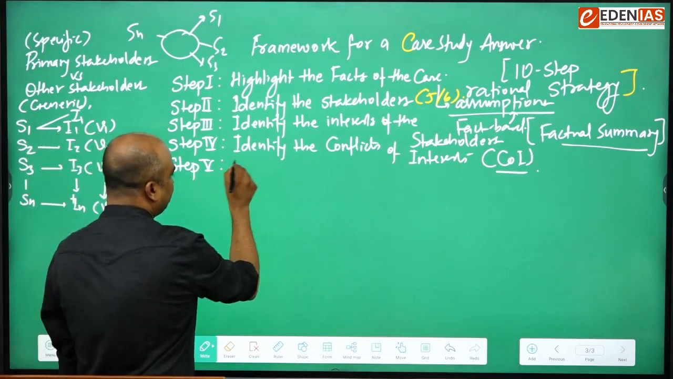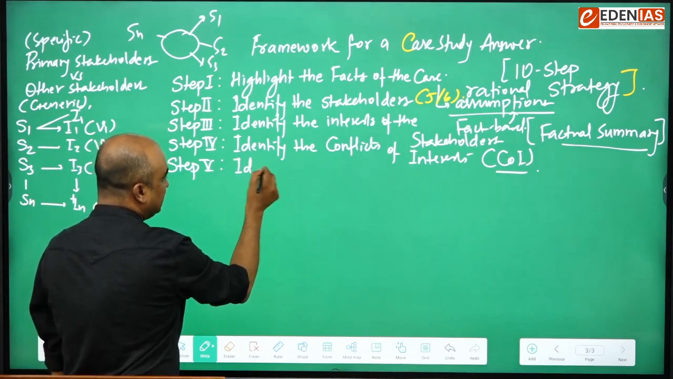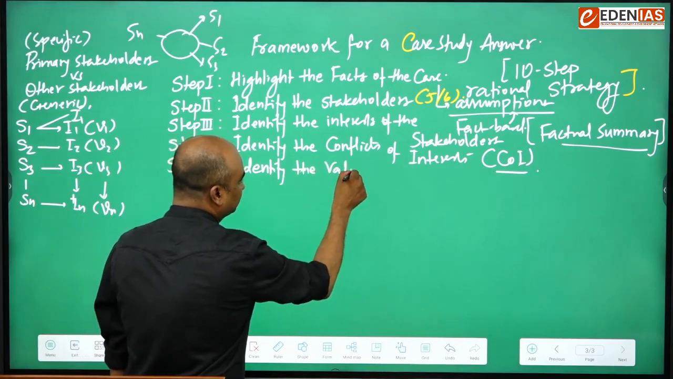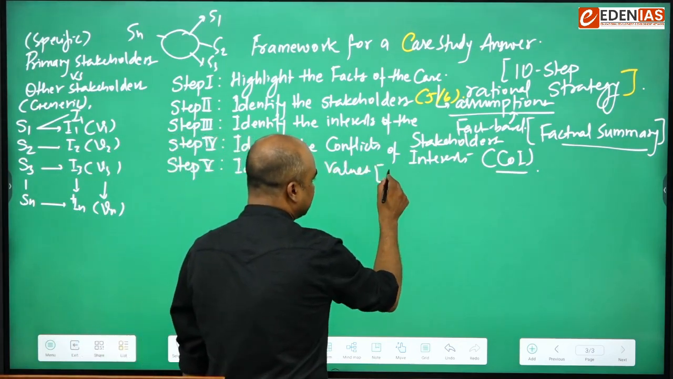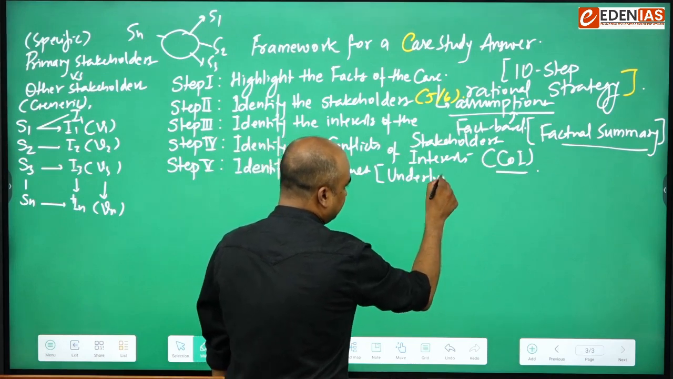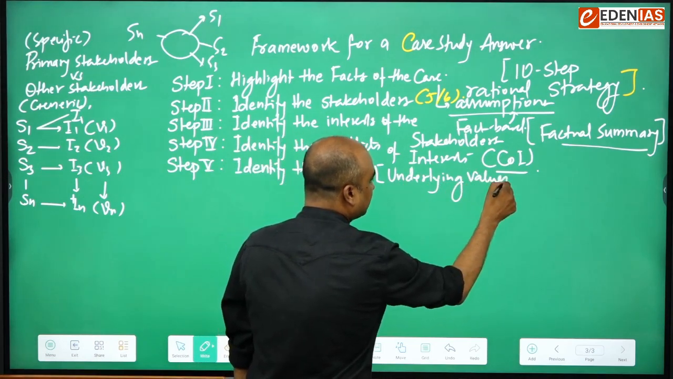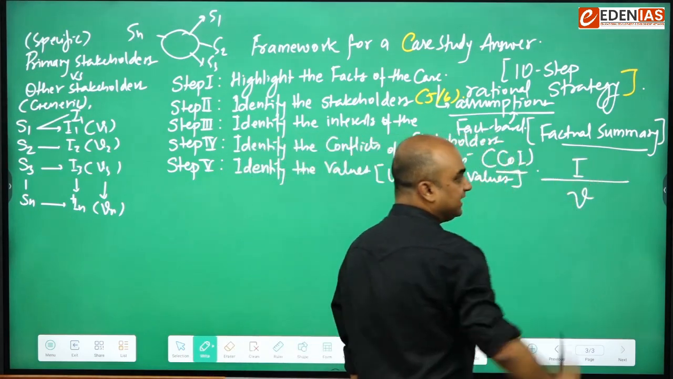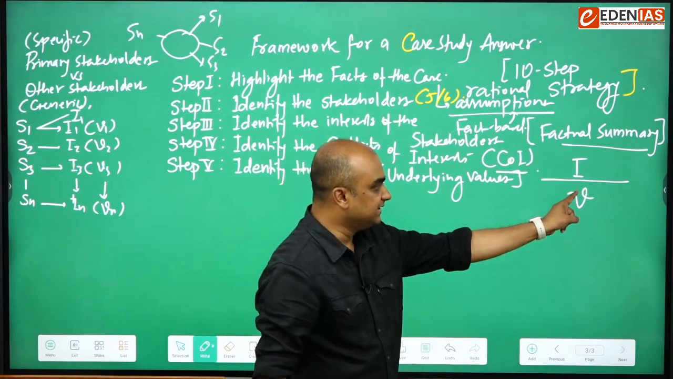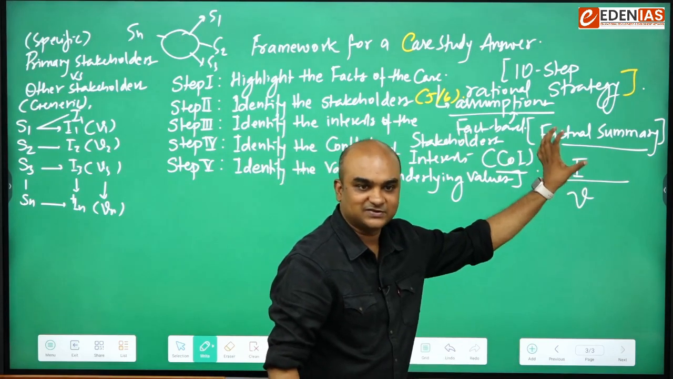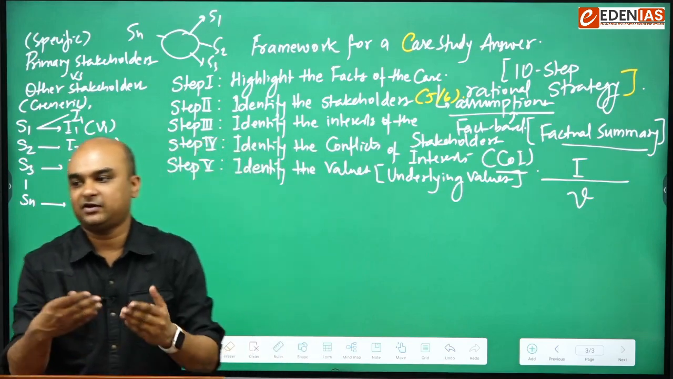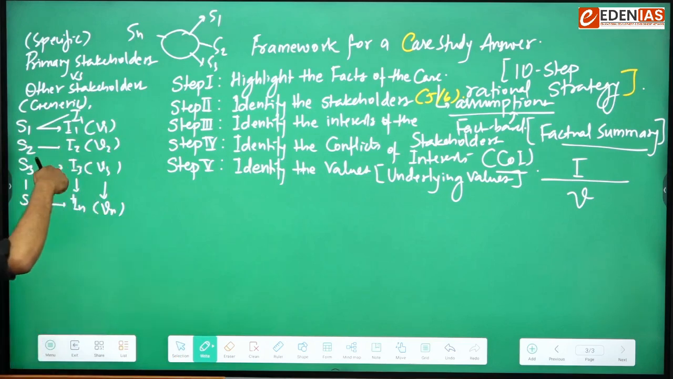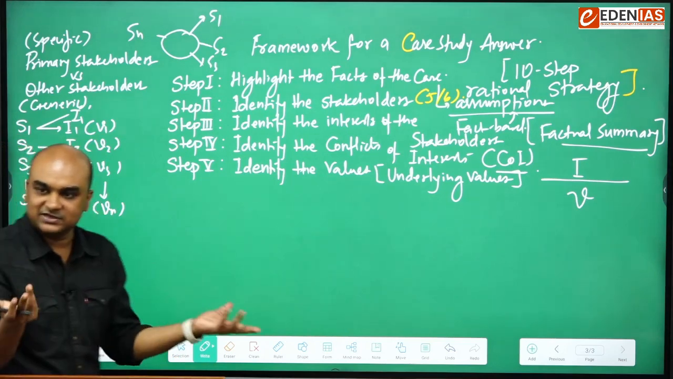So the next step has to be the identification of the values. What kind of values? These are the underlying values. Underlying values are those values which underlie any interest. So if you have an interest, there will be an underlying value as well. Without the value, the interest cannot exist. Did you understand that? Once you have done that, if interests can come in conflict with each other, values can also clash with each other.